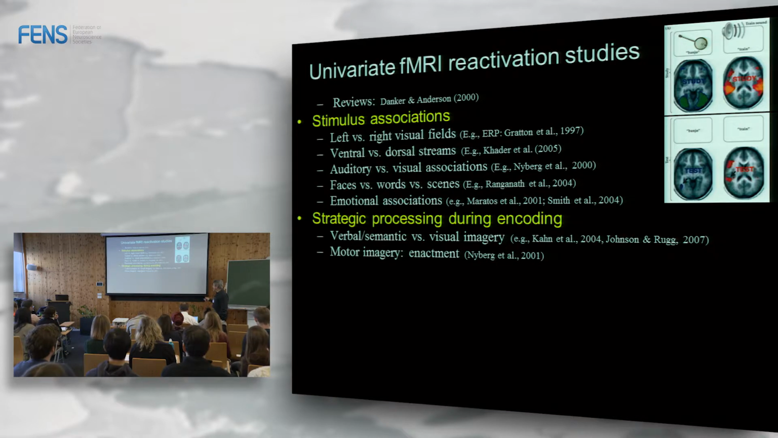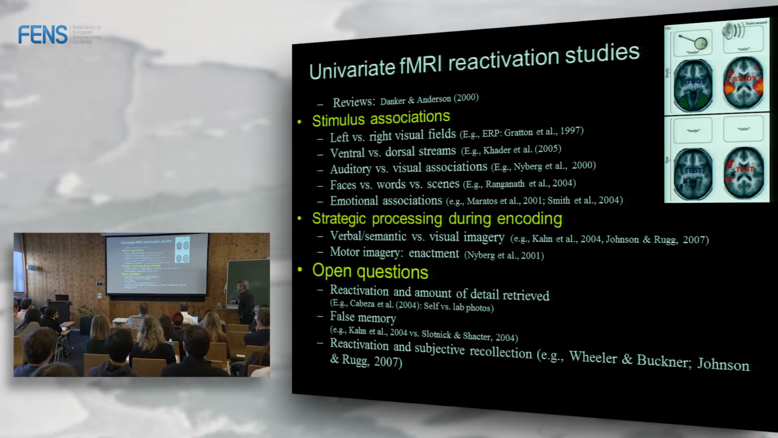There are also studies on enactment, for example that study by Lars Nyberg, in which people made motor movements, or actually, since it was done in the scanner, they had to imagine them. So you got, for example, a sentence, put the cup on the table, and either they had to imagine the motor action of putting the cup on the table or just do some type of semantic processing. They found that at retrieval, if they had done the mental motor imagery, they showed more activity in motor cortex. So this is not in the stimulus per se that you're presented, but more in the mental processes that happen during encoding.